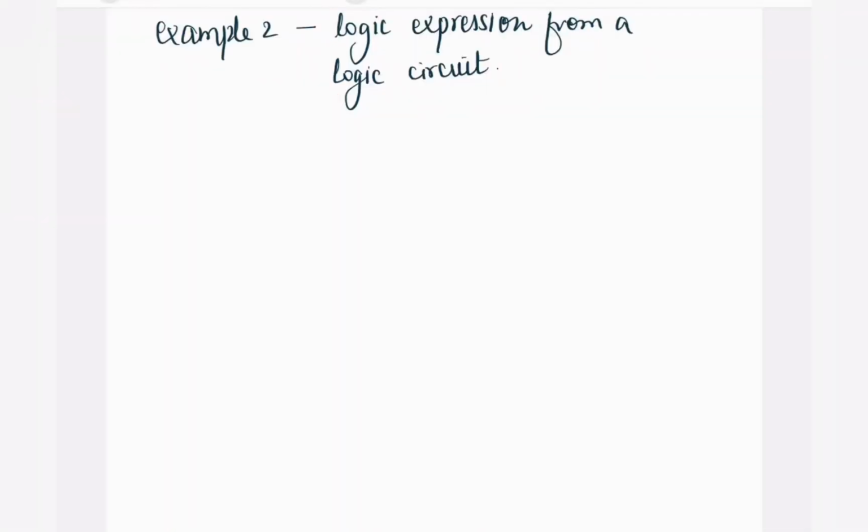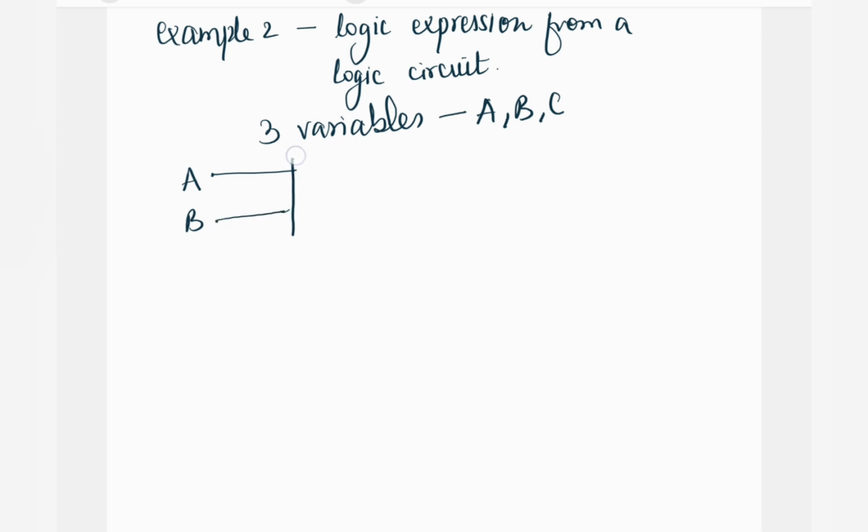Okay, let's take one more example, example 2, and understand the derivation of a logic expression from a logic circuit. We are going to take three variables again, A, B, C. Let's draw the logic circuit first. Let's say we have got A, B joined together with a NAND gate. Let's try a different gate this time. Remember, AND with the circle in the front. So this is to be joined further.